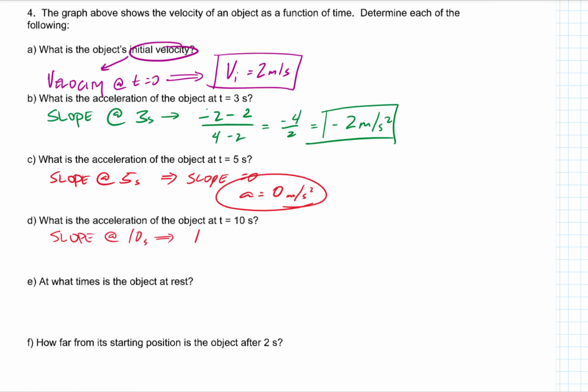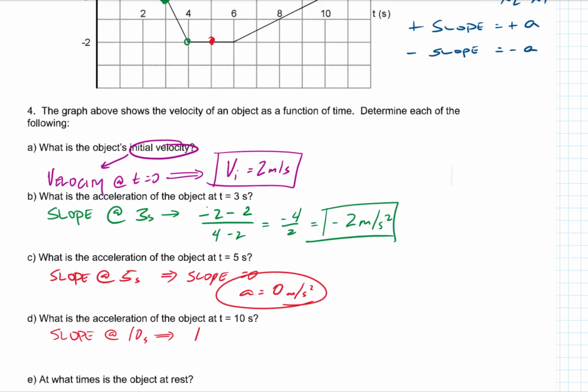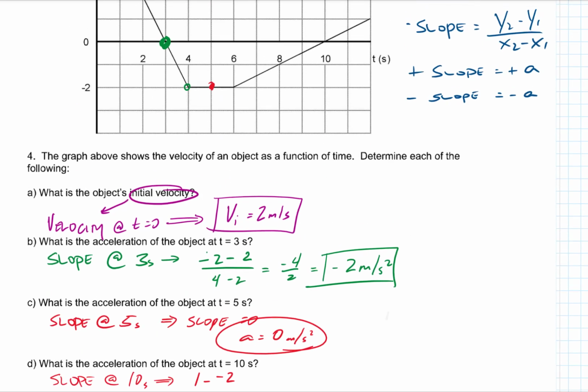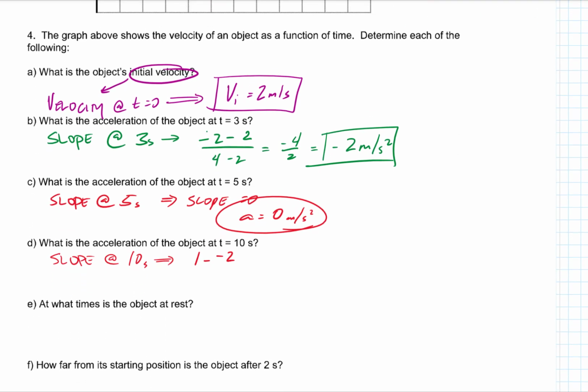The slope at 10 seconds. So to get that, I'm going to get the slope of that whole line. I'm going to take the final velocity, 1 meter per second, subtract the initial velocity for that segment, which is negative 2 meters per second, and divide it by the whole time for that segment. So that's 12 seconds minus 6 seconds. That would be the slope of that line. So I get 3 over 6, or half a meter per second squared.